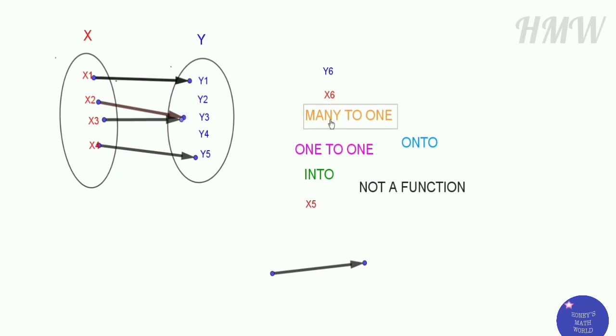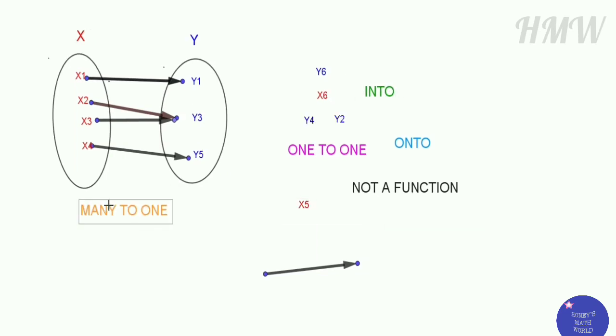What about this function? It is not 1-to-1 because many elements have the same image. x2 and x3 have y3 as the image. It is not an onto function because codomain is not equal to the range. So it is an into function and many-to-one. What about this? Once again, it is not a 1-to-1 function because many elements have the same image, and it is an onto function because codomain is equal to the range. So it is a many-to-one onto function.